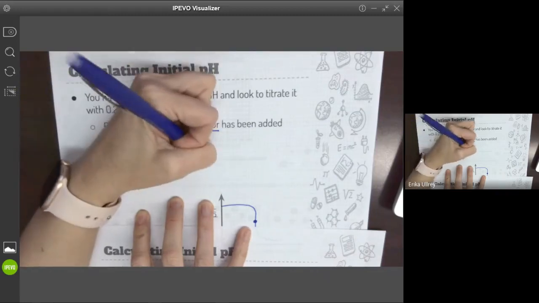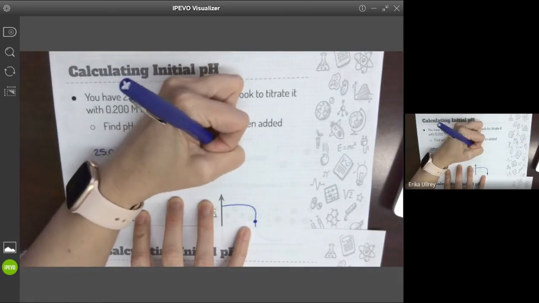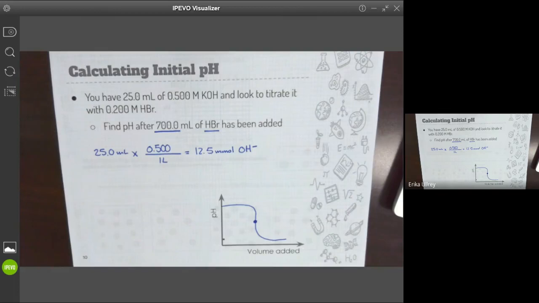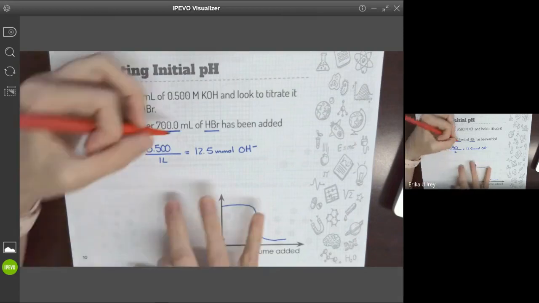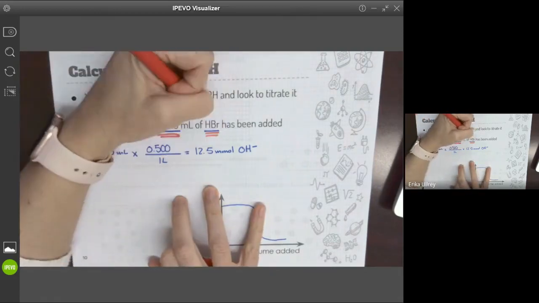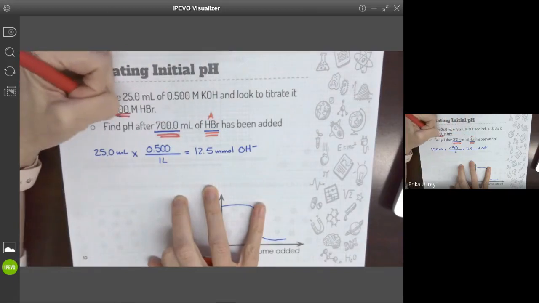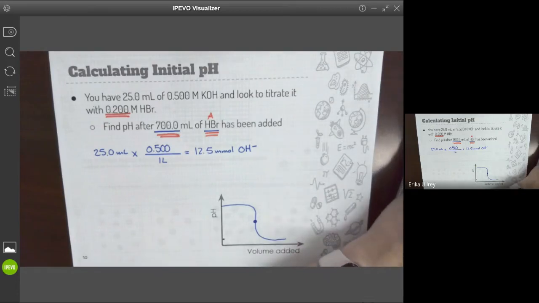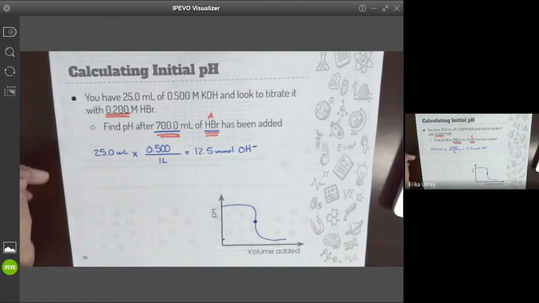So that's 12.5 millimoles of OH minus, okay? Now, when we add 700 milliliters of our acid, so here's our 700 milliliters, and this is our acid. It has a concentration of 0.2. So how many millimoles of hydrogen ions did we just add to the solution? How would we figure out the number of millimoles of H plus we just added? Ami, what would we do?